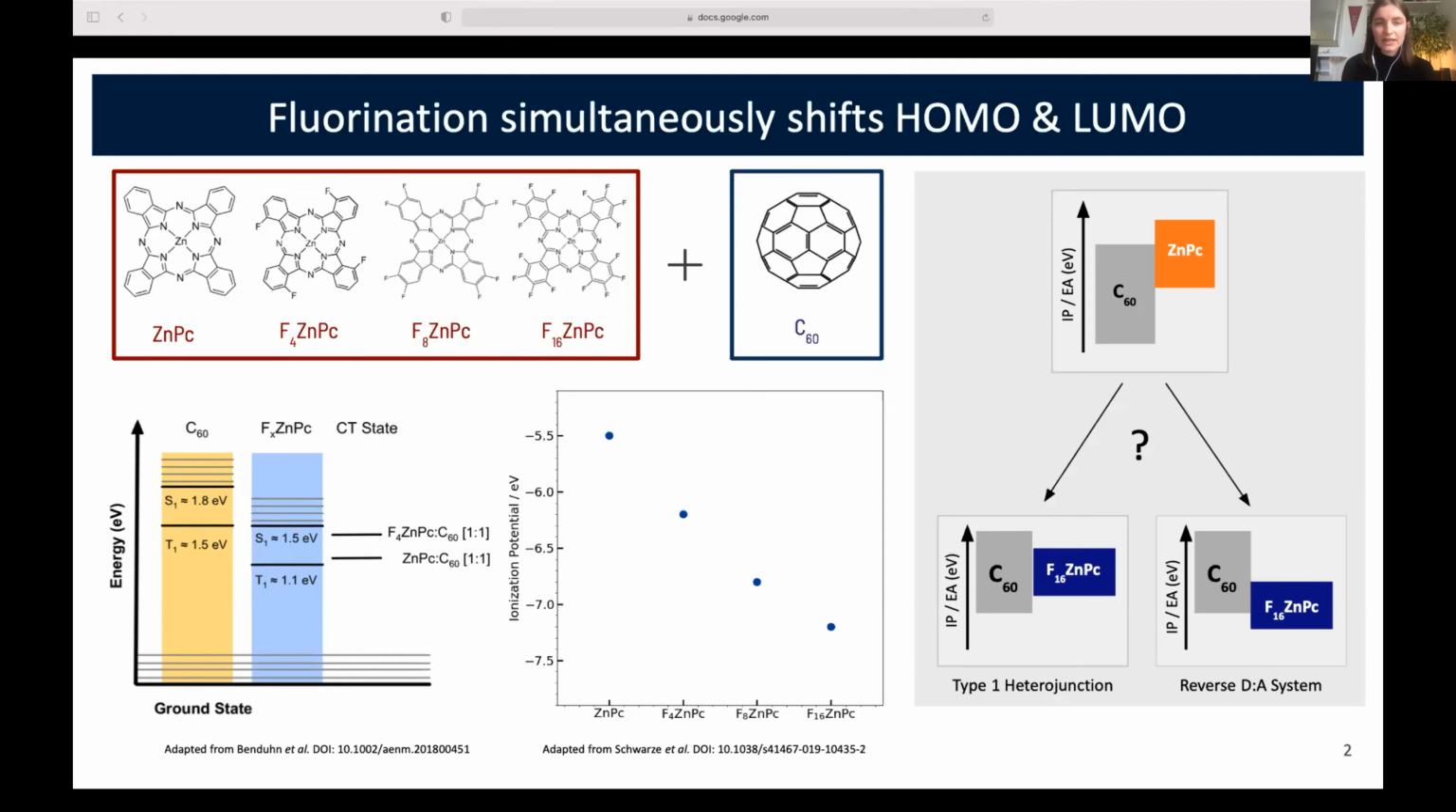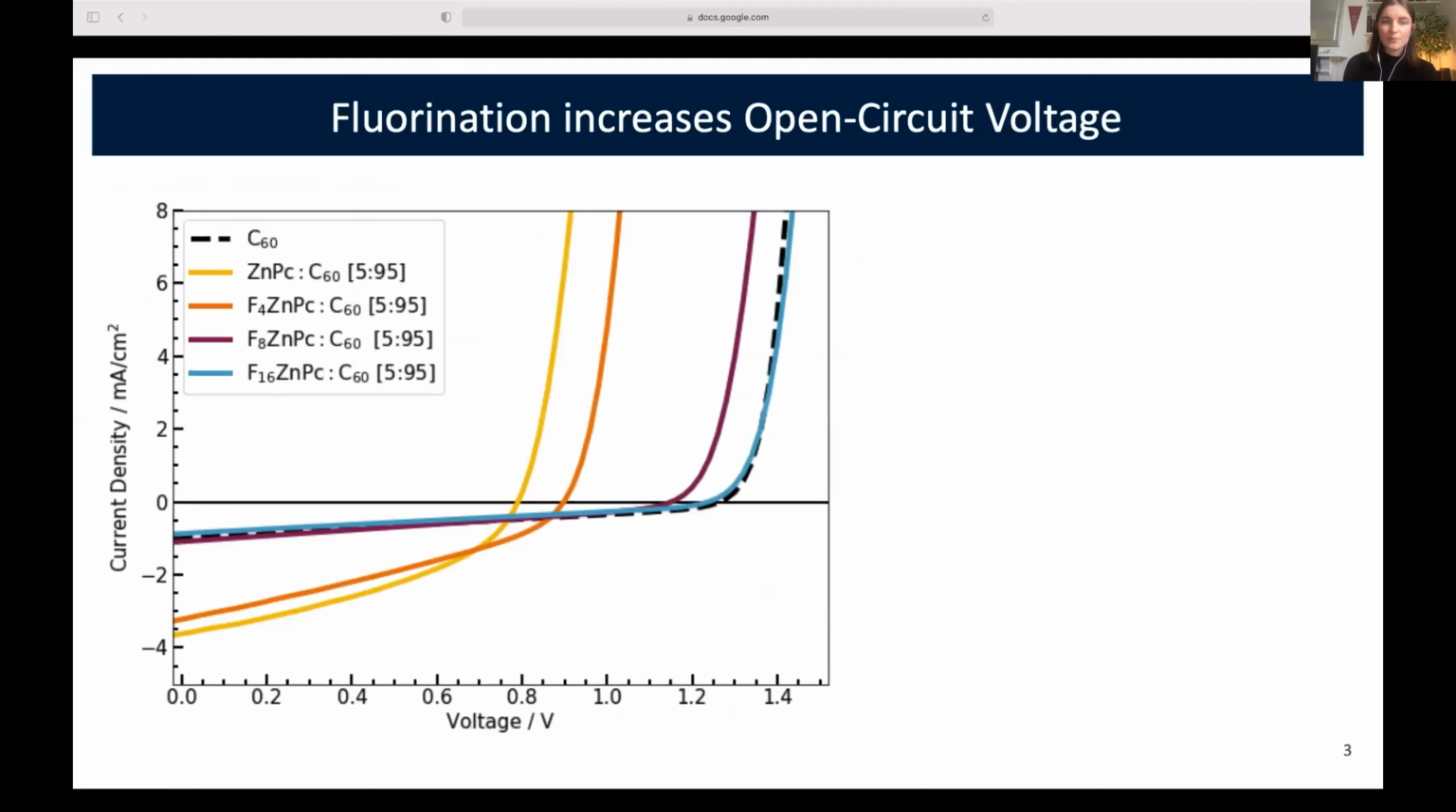And specifically in the case of F16 ZnPc, we were interested if we might create a type 1 heterojunction or even fully reverse the donor acceptor system. So the first step was to look at current voltage curves. And for this, we found that with increasing fluorination, the open circuit voltage increased and the short circuit current decreased.